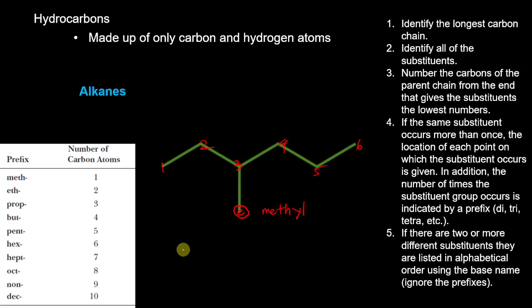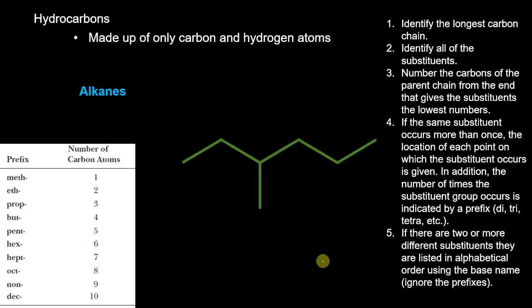So let's name this one again. First, we name the substituent and its location. That's 3-methyl. And then this one is a hexane, right? The parent chain. This one is 3-methyl hexane.